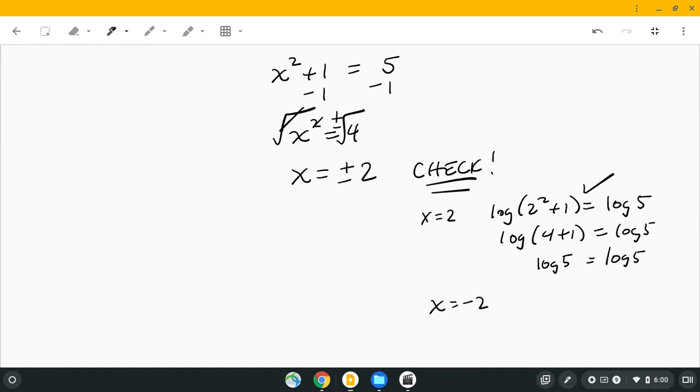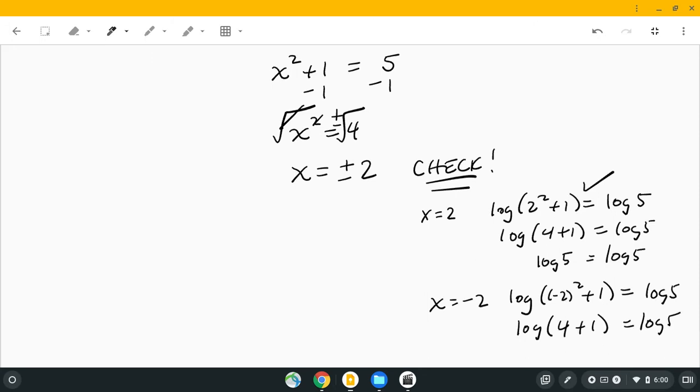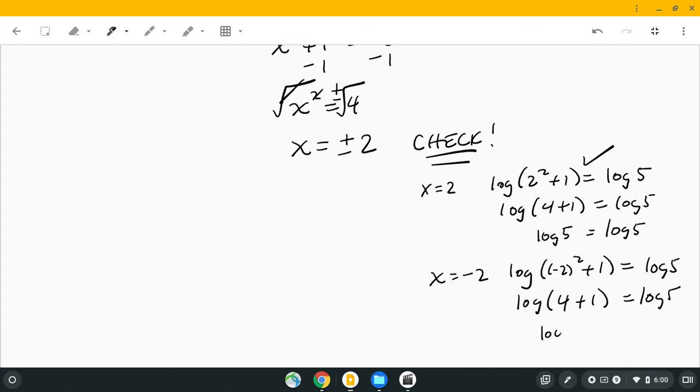What about negative 2? So negative 2 squared plus 1, does that equal log 5? And here we get positive 4. And we do see that log of 5 equals log of 5. Okay, so both of these are answers, so I can go ahead and box those two.